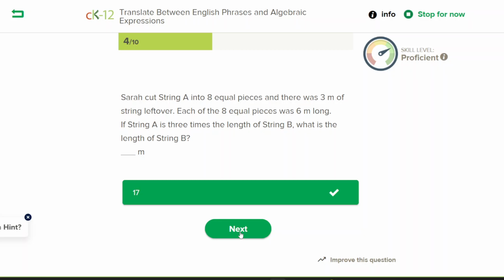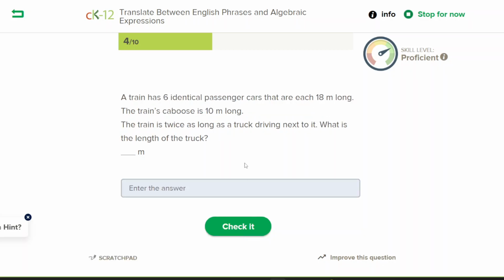All right, so one final example here. A train has 6 identical passenger cars that are each 13 meters long. The train's caboose is 10 meters long. The train is twice as long as a truck driving next to it. What is the length of the truck? So this one's very similar to the string problems. And so I'll draw this out.